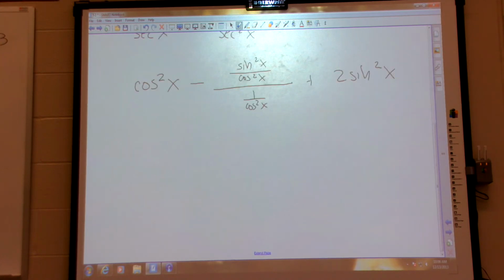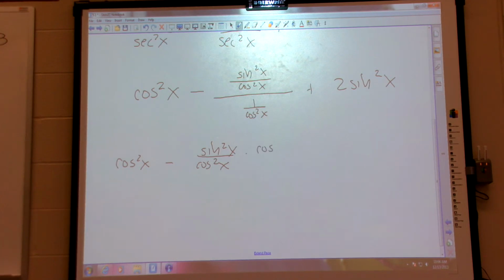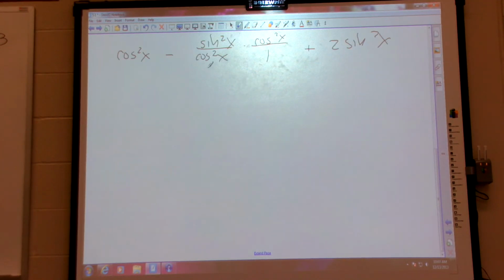What do you think I want to do next? Okay, I see. So this just comes on down. Don't ever drop part of the problem. Comes on down if you didn't use it. So I have keep, flip, and change to multiplication. Bring the rest on down. Don't just kind of work on one part. A lot of people want to do that. Work on one part of the problem and drop some of it. Now what do we notice? Cancel, cancel. So I'm left with cosine squared x minus sine squared x plus 2 sine squared x.